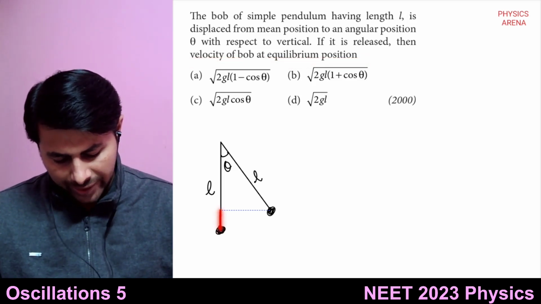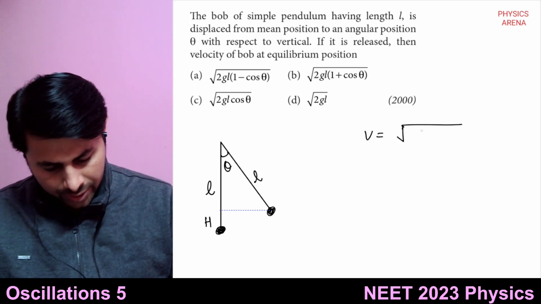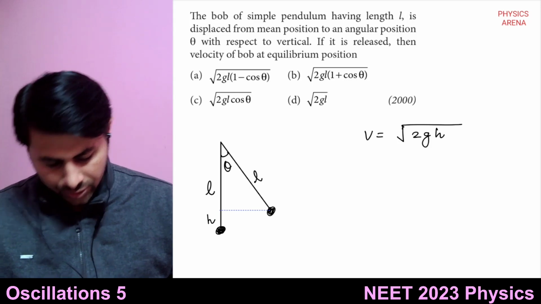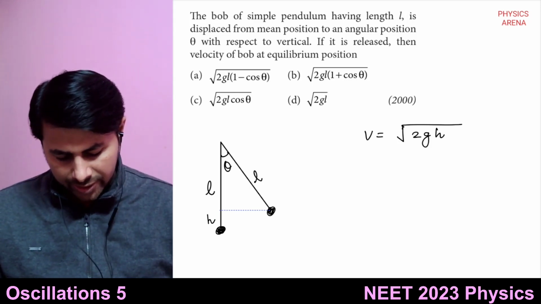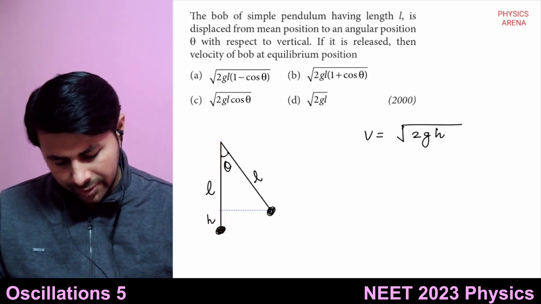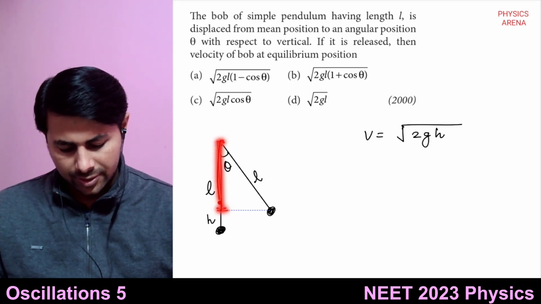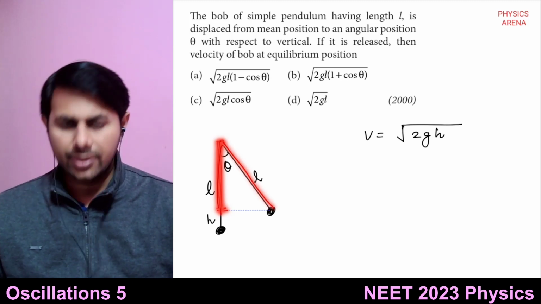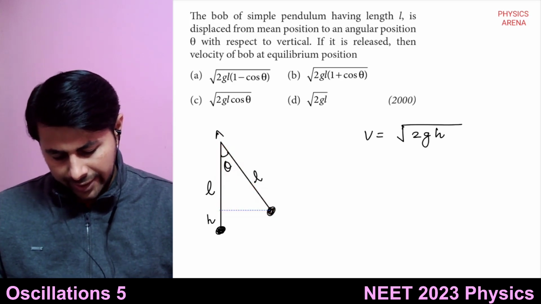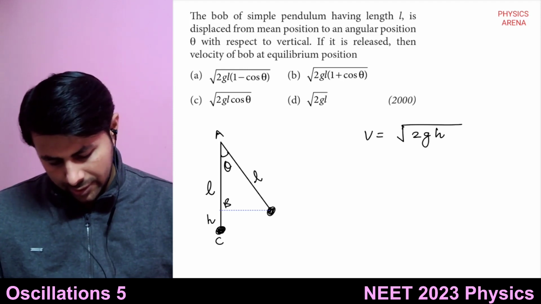So you have to find this height. Velocity equals square root of 2gh. Let's use small h only. So how much would be this h? It is this much length minus this much length. How much is this length? If you think about this triangle, let's call this A, this point B, and this is C, suppose. We want length AB.